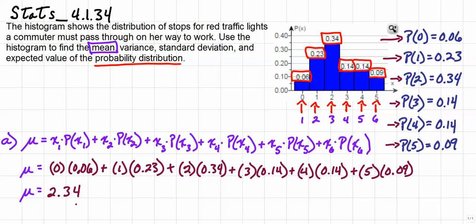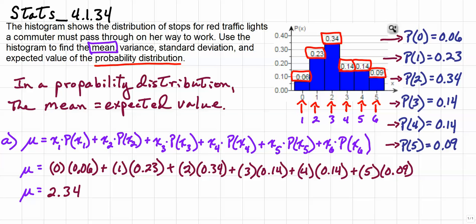In addition, when we go to determine what the expected value is, it will be the same thing. In a probability distribution, the mean will be equal to the expected value. So not only do I have the mean, but I also have the expected value. But we'll discuss that as we get to it in the course of completing the question.